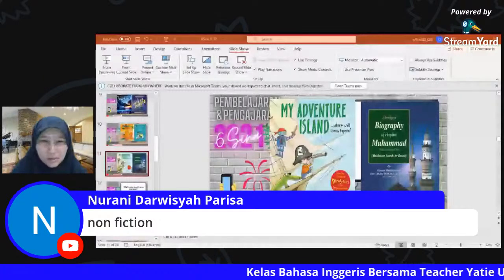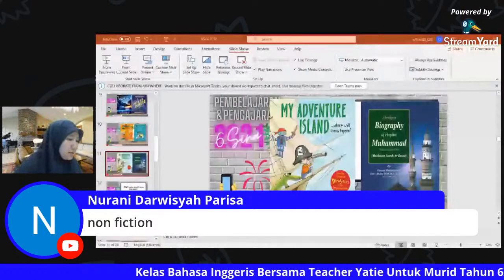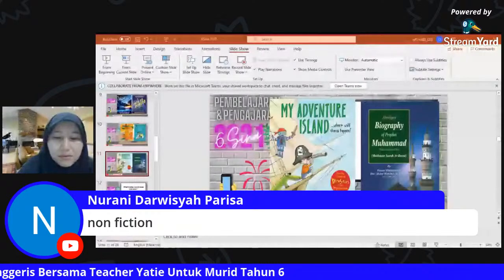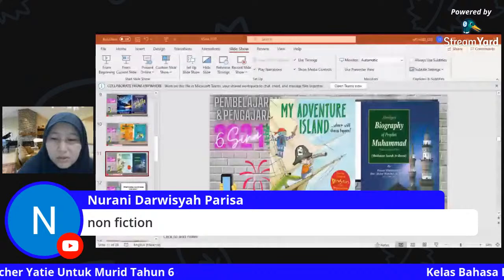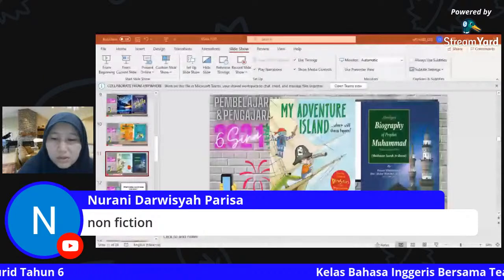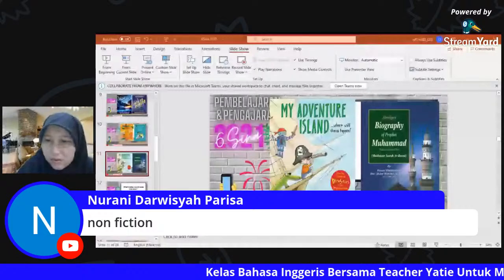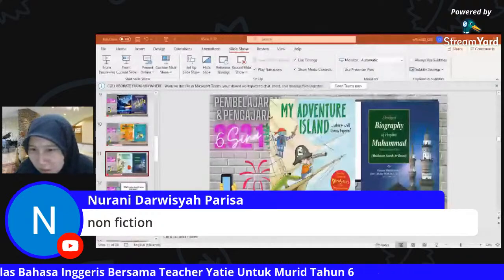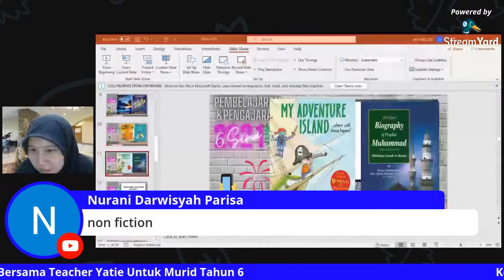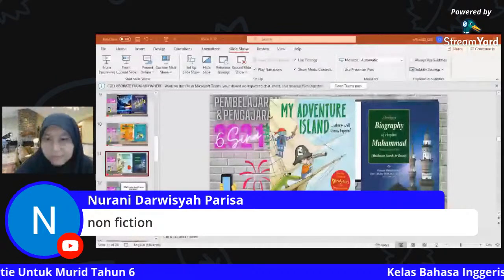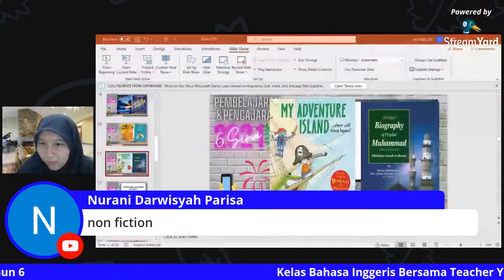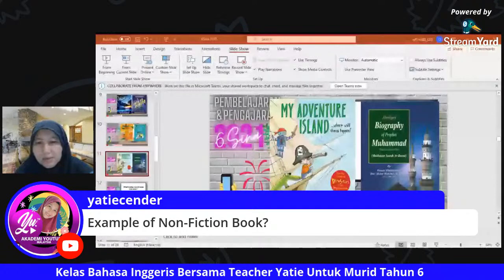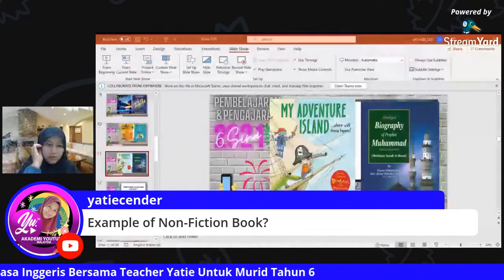Okay, so let's look into the next activity. So what example? Example of non-fiction books. Teruk betul ejaan. Example of non-fiction book. Okay, I'll put it on screen. Okay, write in your comment live chat section.